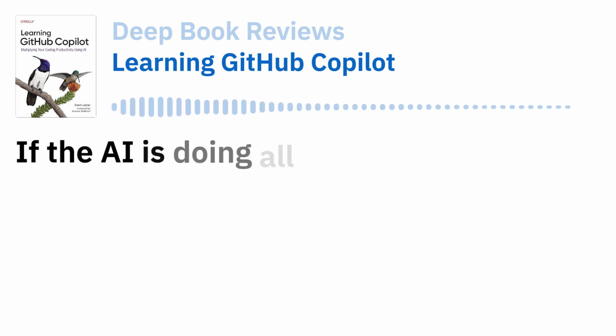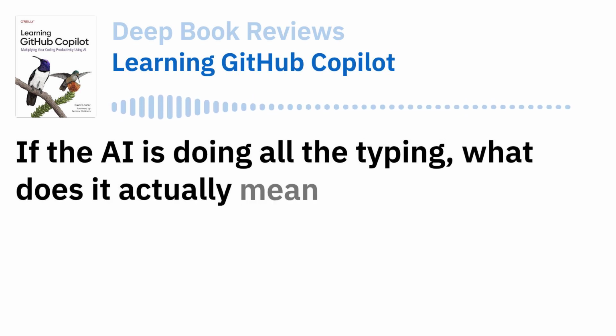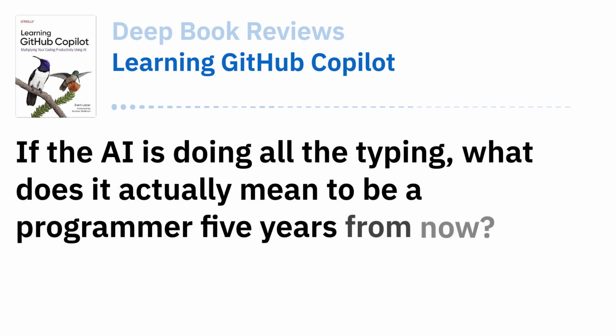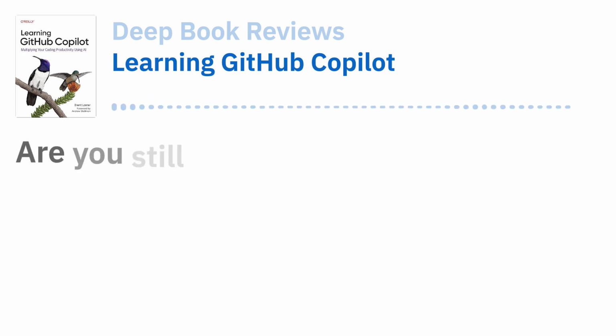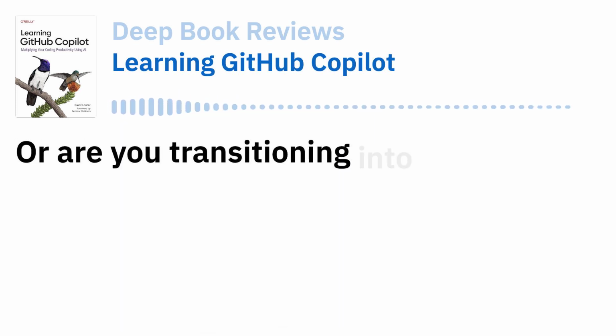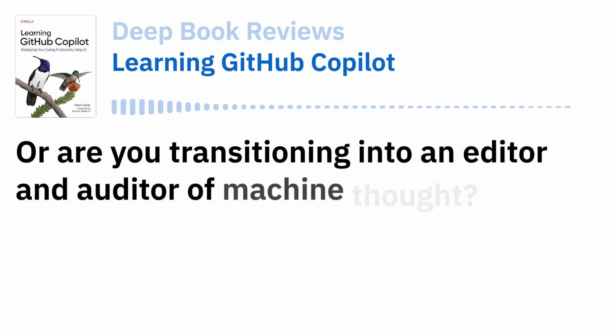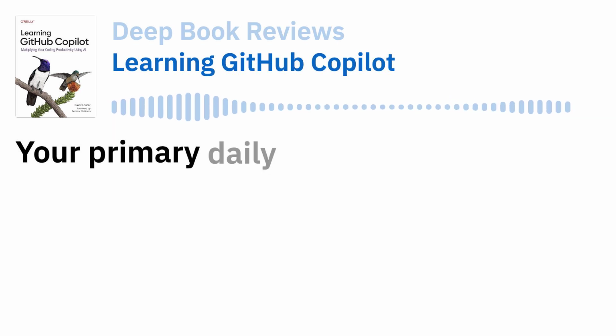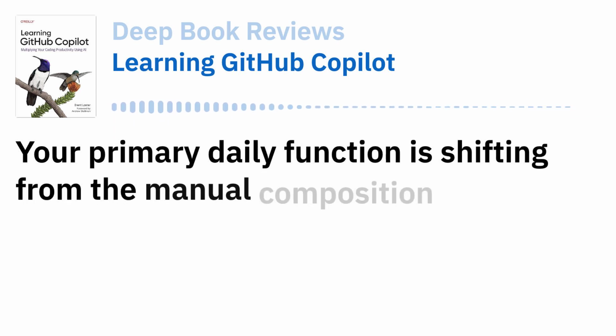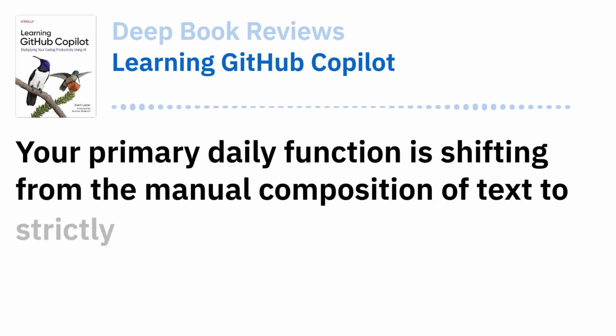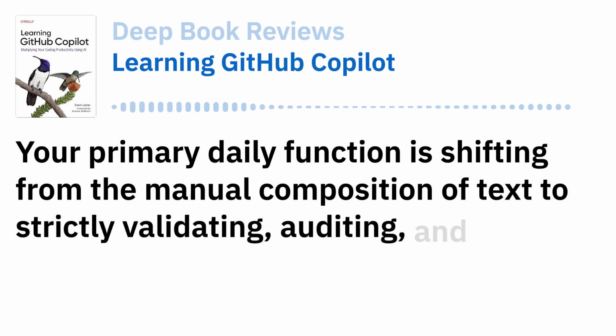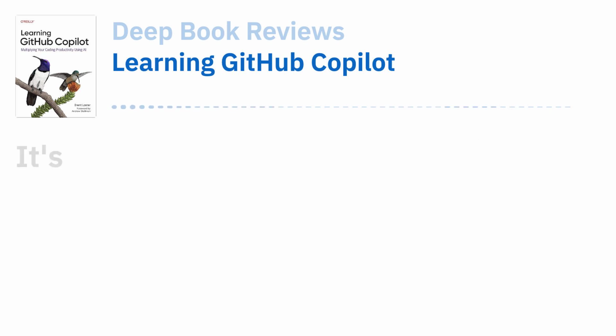If the AI is doing all the typing, what does it actually mean to be a programmer 5 years from now? That's the million-dollar question. Are you still a coder? Or are you transitioning into an editor and auditor of machine thought? Your primary daily function is shifting from the manual composition of text to strictly validating, auditing, and guiding algorithmic logic. It's a whole new world.